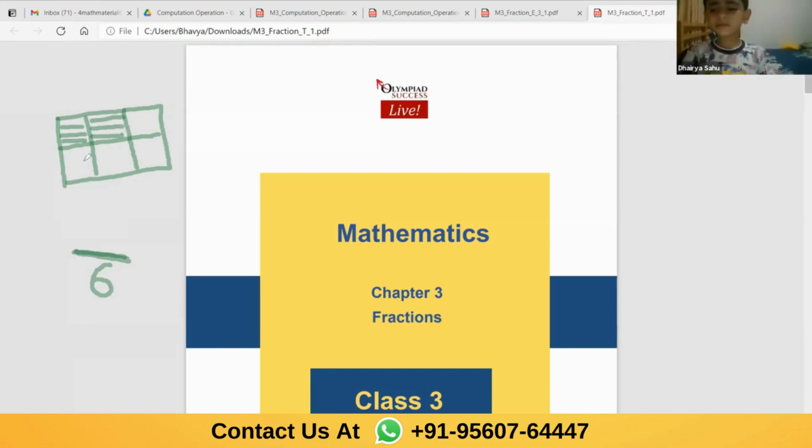Ma'am, I am shading only 2 out of 6. Right? So the fraction of the shaded part is 2 out of 6. How can I say what fraction I am talking about? I can say 2 out of 6. And we can also say 2 by 6. I can say 2 upon 6, and this is the same.